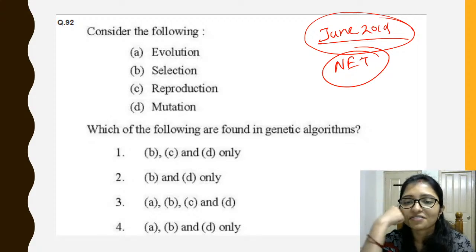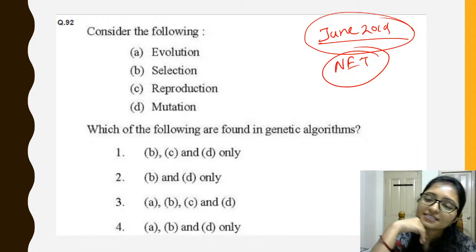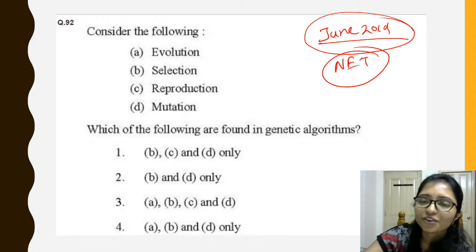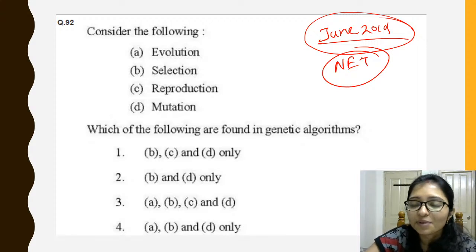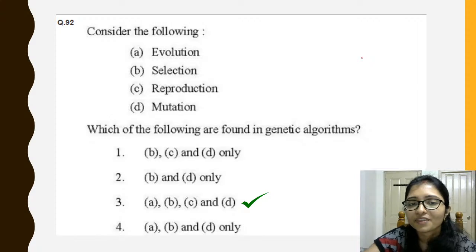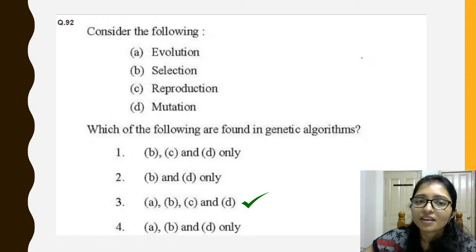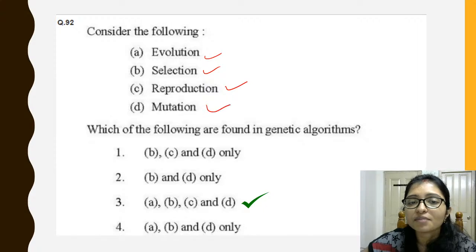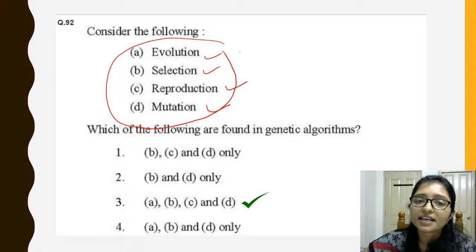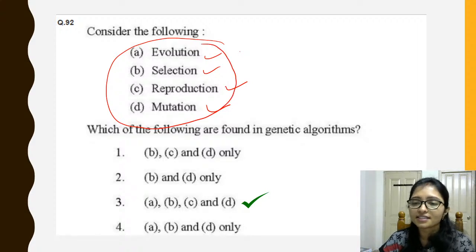Just now I have discussed everything. Which of the following are found in genetic algorithm? It is asking, and till now all of you are confused. What happened? Are you there or not? Were you listening? No, you are still giving the wrong answer. How? What happened, Sunita? Evaluation, selection, reproduction, mutation. Everything is there or not?